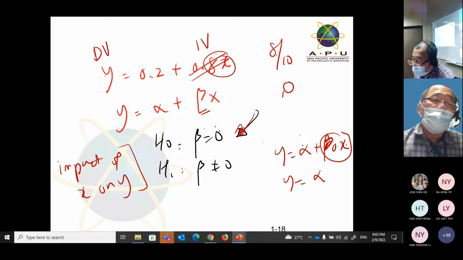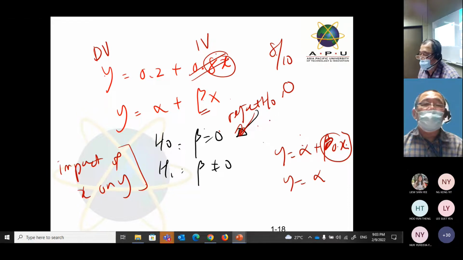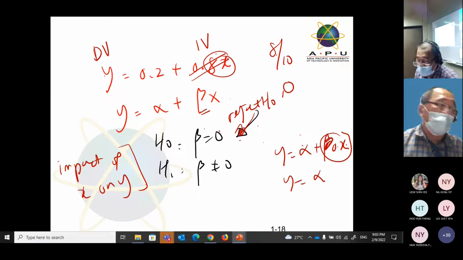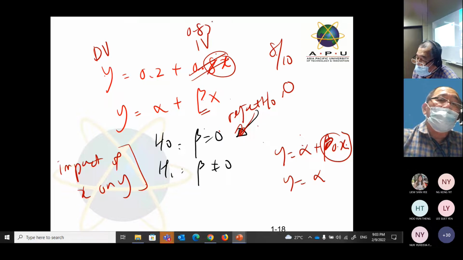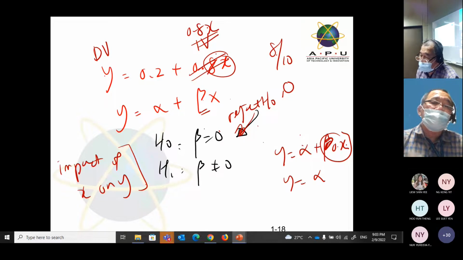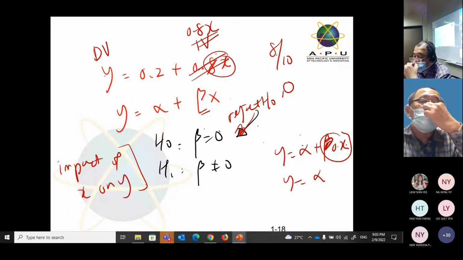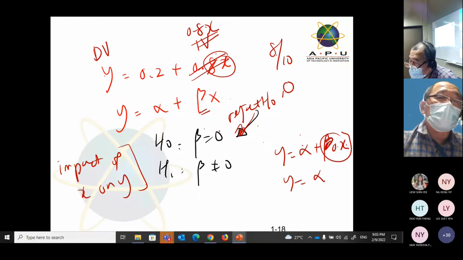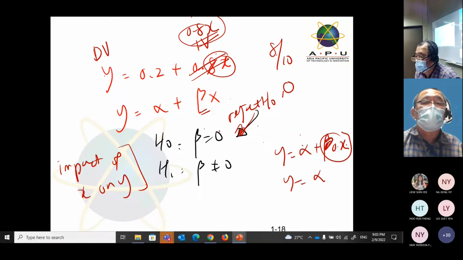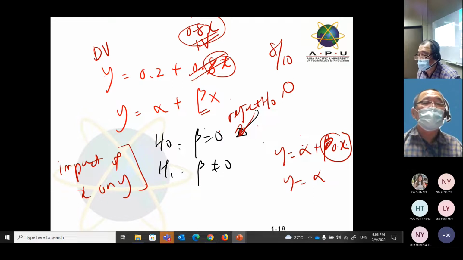But now, if you rejected the null hypothesis, therefore it's good. Yes, we rejected the null hypothesis, therefore beta is not 0. For example 0.8x, beta is supposed to stay in the equation, and therefore x also should stay in the equation. Therefore, the X can affect the Y, because this term is important in the equation. Therefore, rejecting the null hypothesis is good for us in general.